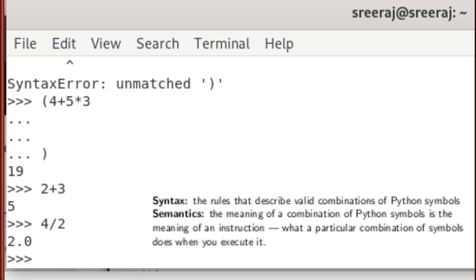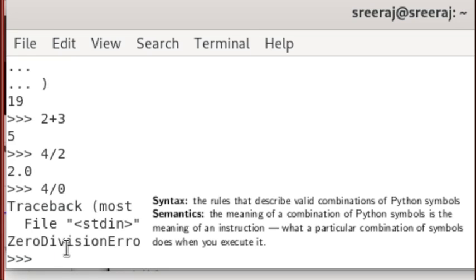And if we divide 4 by 2, again it has a meaning and semantics, so the expression is correct, valid syntactically. We are able to use the combination of symbols. However, the meaning of an expression can be invalid, if I divide 4 by 0, and definitely it shows a division by 0 error.